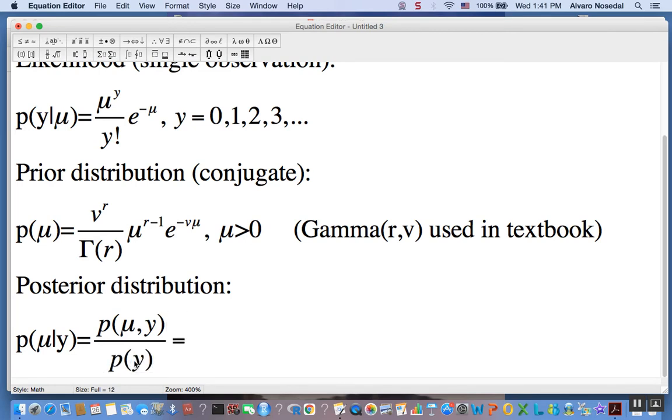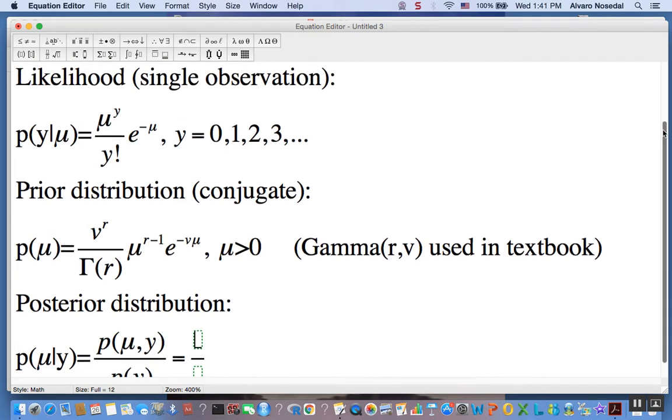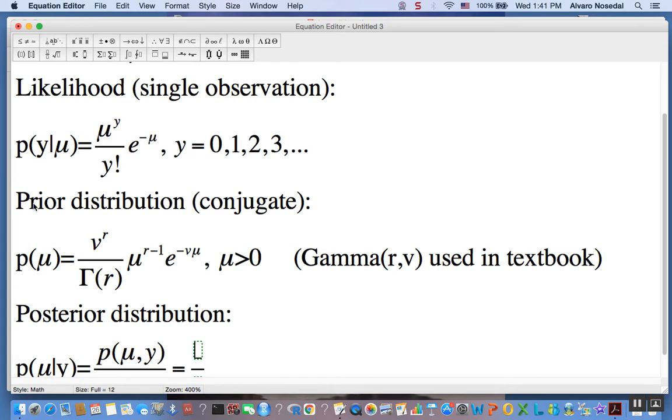We know that we could find the joint using our prior and our likelihood. The product of prior times likelihood is going to give you that joint.